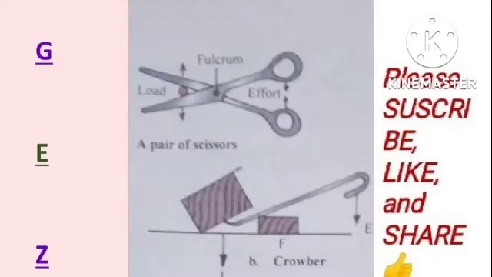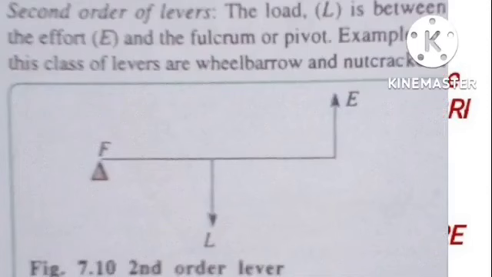So here are examples of the first class lever. You can see this is a pair of scissors, this is a crowbar. Then we also have the claw hammer, which is another example, and then a plier. The second class of lever, which we'll be talking about here, is called the second order of lever, and in this case the load is between the effort and the fulcrum. Examples of this class of levers are wheelbarrows and nutcrackers. The mechanical advantage and the velocity ratio are always greater than 1 in this case.